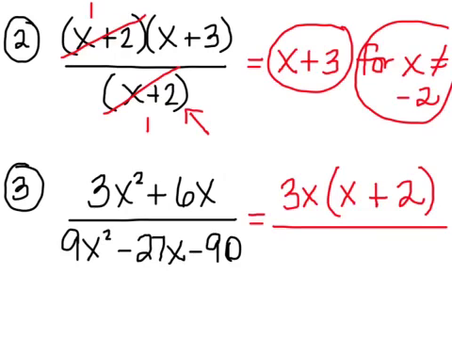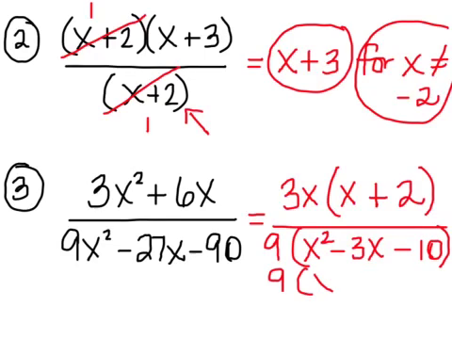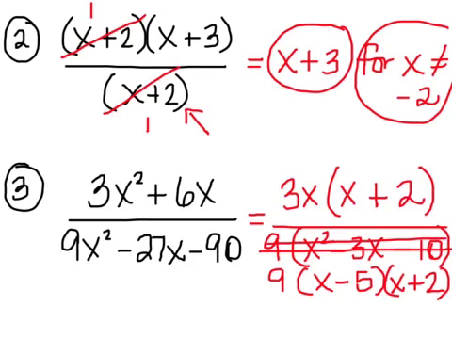And then on the bottom, we could factor out a 9, and we end up with x squared minus 3x minus 10. But then that can factor some more, so I'm going to write it underneath just to save space. And we get x minus 5 and x plus 2. So I'm going to cross off what was there before just so you can see what the new denominator is, completely factored.